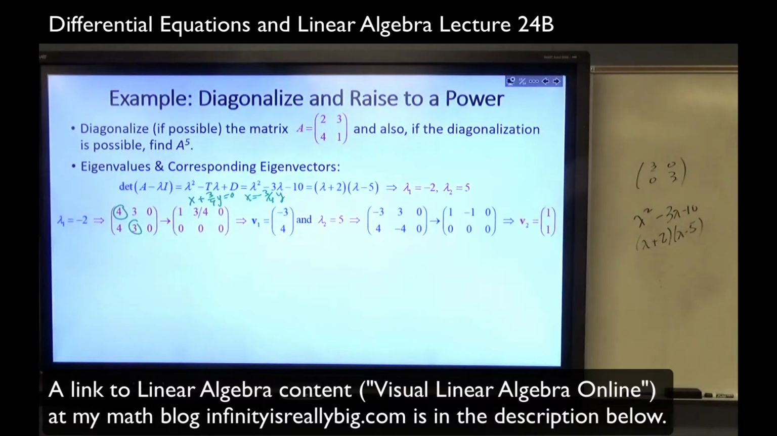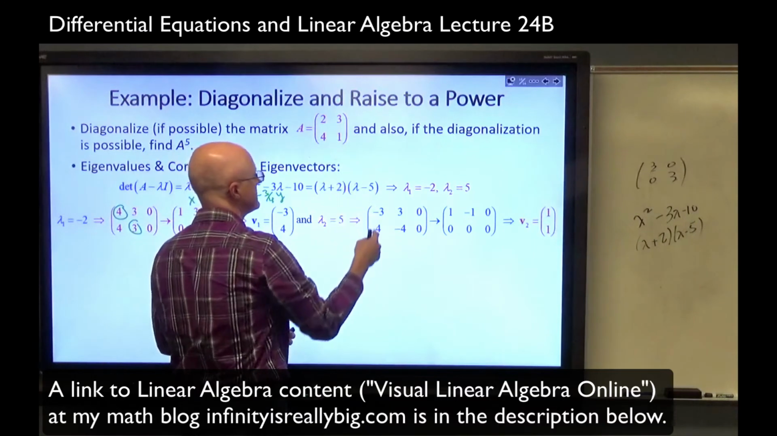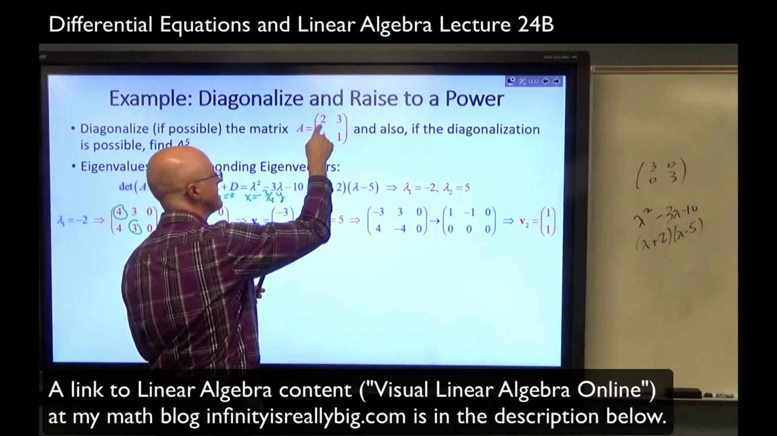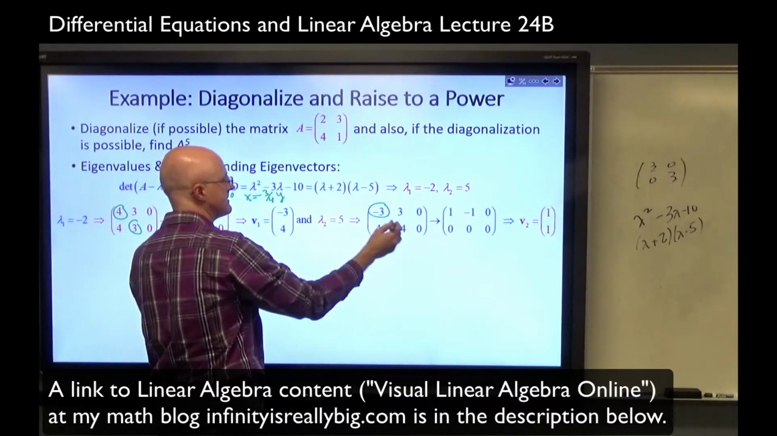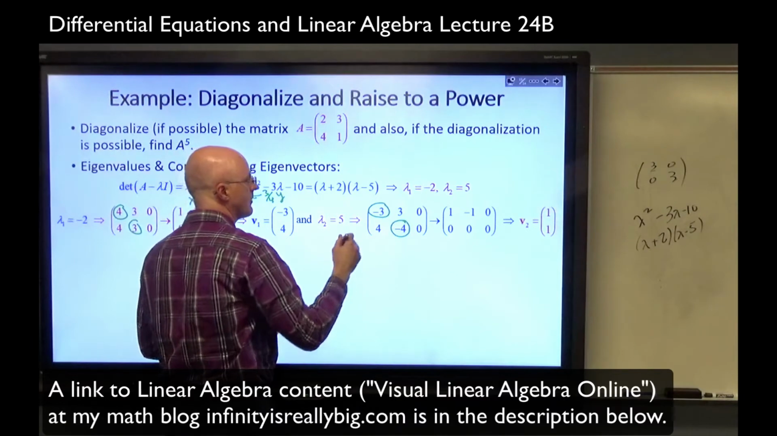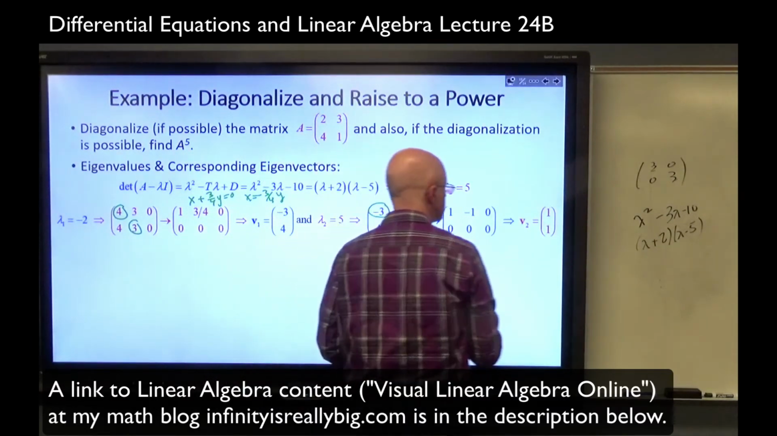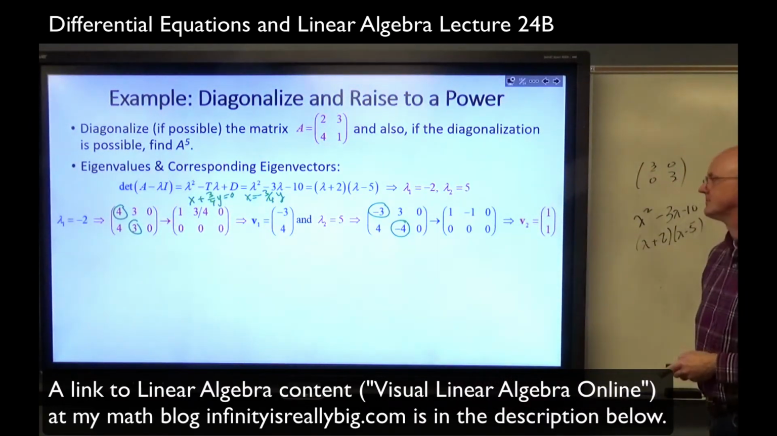For lambda 2 equals 5, again, the 3 and the 4 on the off diagonal from the original matrix stay as they are. Subtract 5 from the main diagonal. 2 minus 5 is negative 3, so it gives you the negative 3 there. 1 minus 5 is negative 4. Row operations, this is x minus y equals 0, therefore x equals y. Y is free. Pick y to be 1, you get this vector.